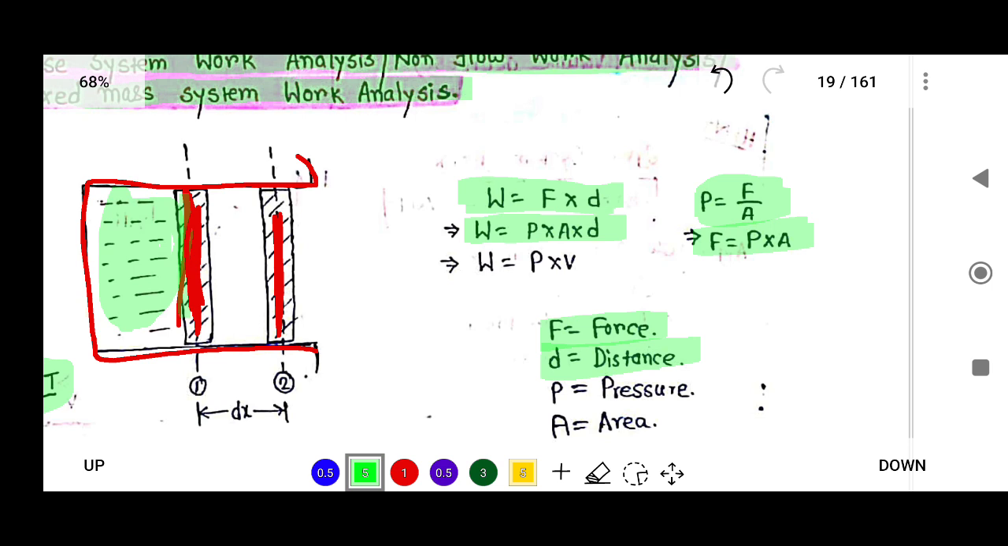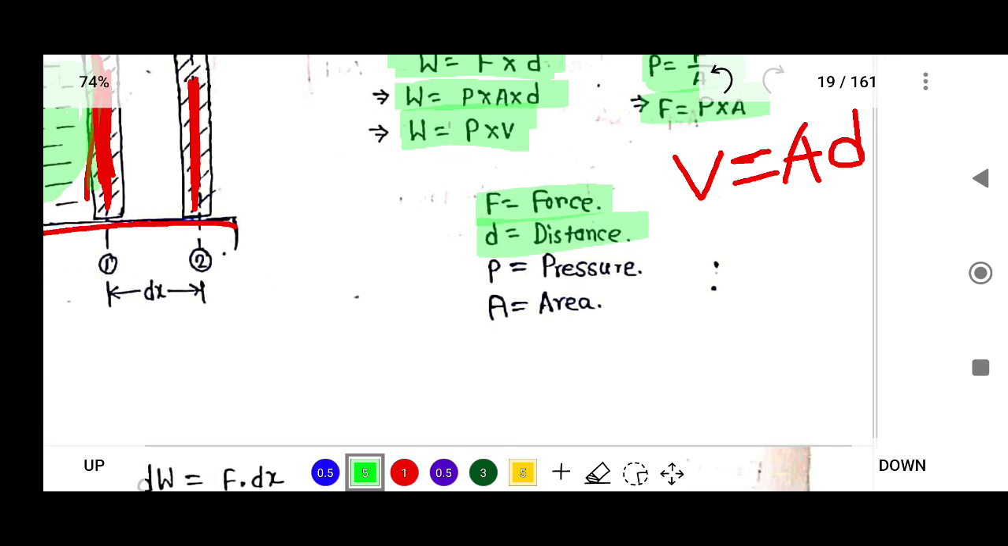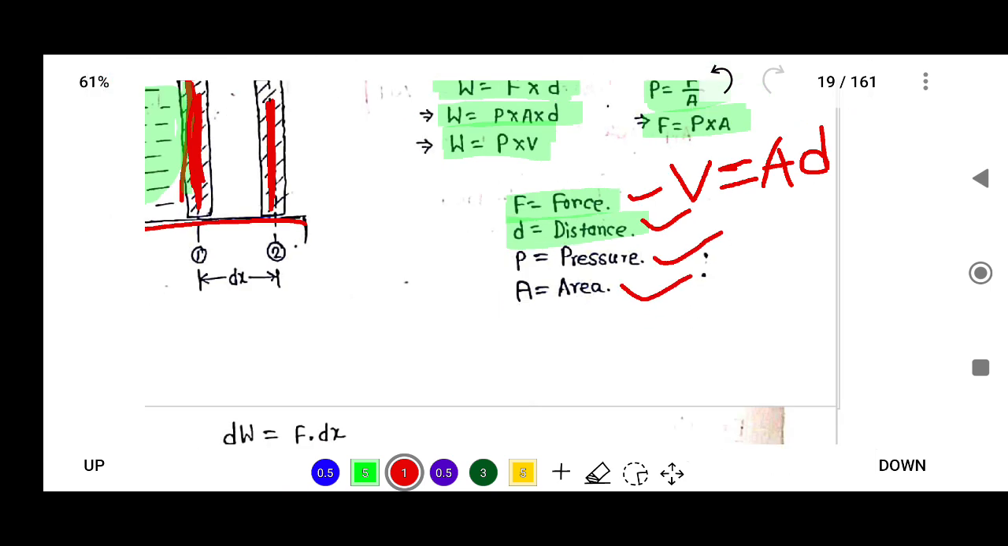So A into D, area into distance, this is basically volume. So this formula goes to W equals P into V. Here F is the force, D is the distance, P is the pressure, and A is the area.